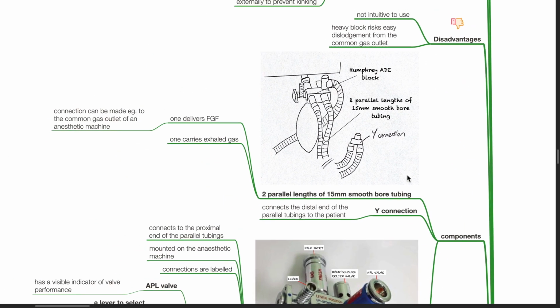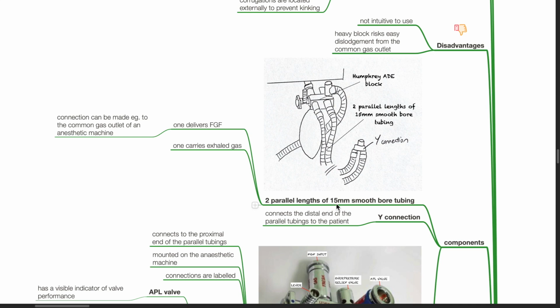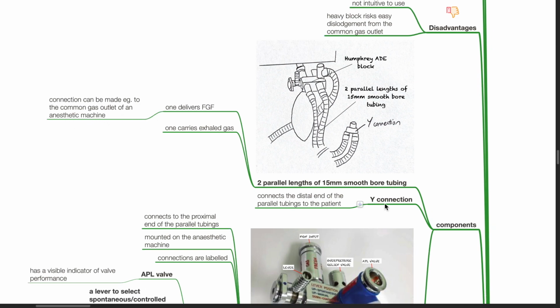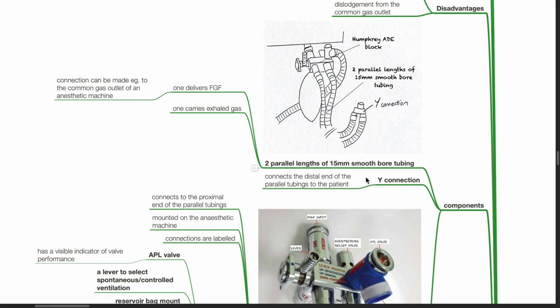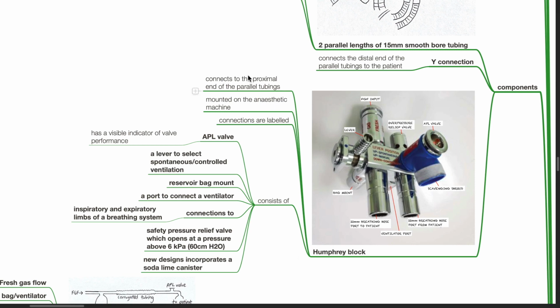Components: 2 parallel lengths of 15 mm smooth bore tubing. One delivers fresh gas flow, and the other carries exhaled gas. The connection can be made, for example, to the common gas outlet of an anesthetic machine to supply the fresh gas flow. The Y connection connects the distal end of the parallel tubings to the patient. The Humphrey block connects to the proximal end of the parallel tubings. It is mounted on the anesthetic machine. Connections are labeled.